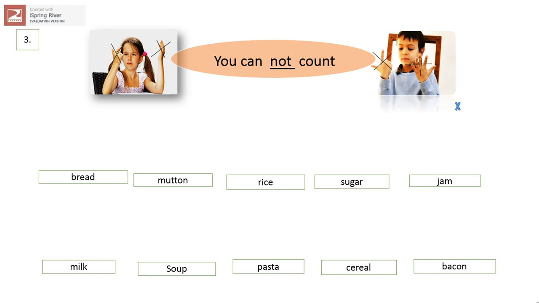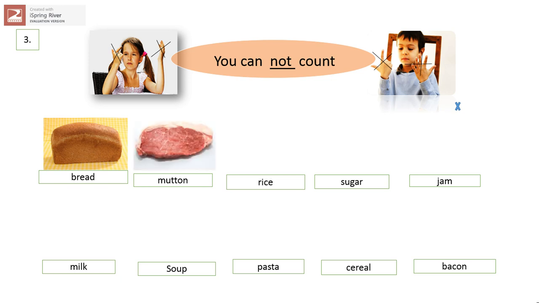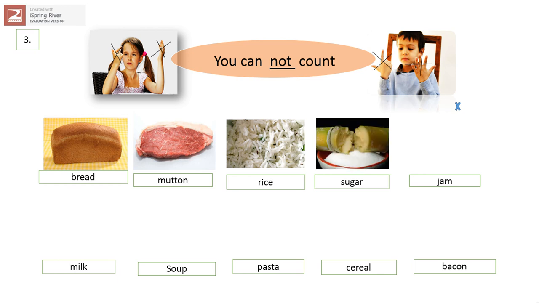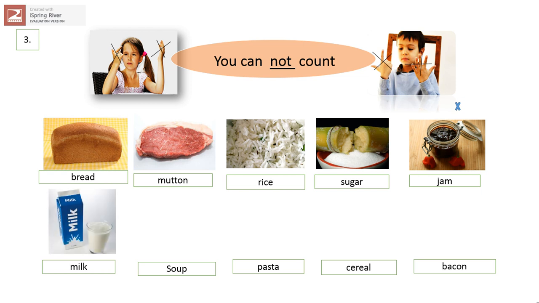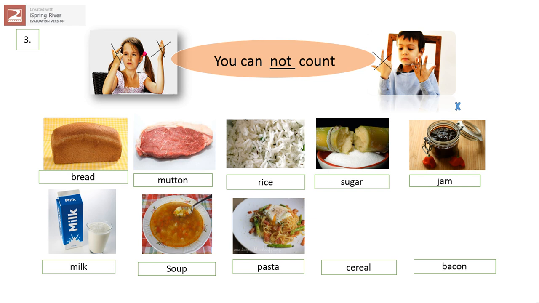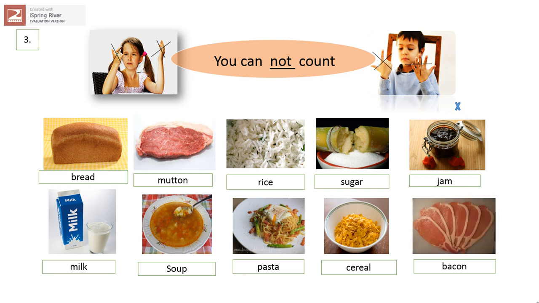Okay, please see the examples. Repeat after me these words. Bread. Mutton. Rice. Sugar. Jam. Milk. Soup. Pasta. Cereal. Bacon. These are uncountable nouns.